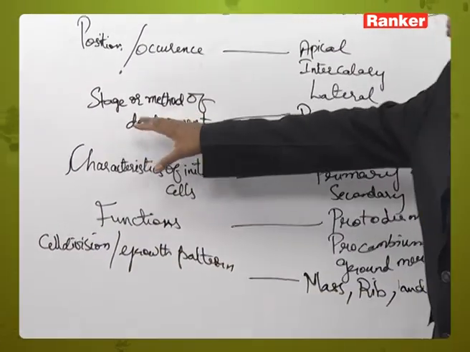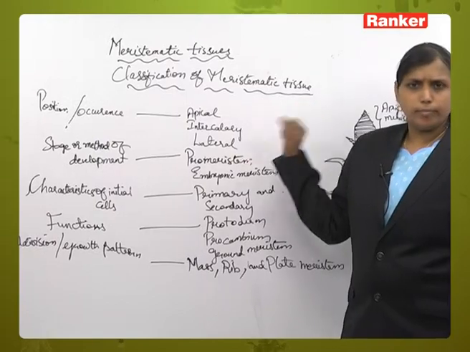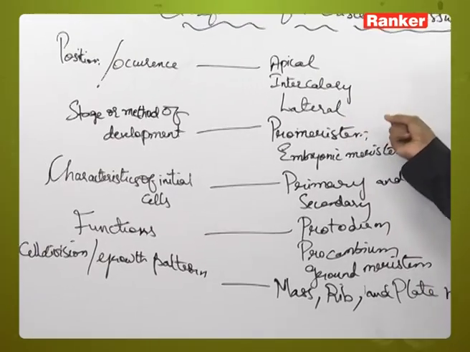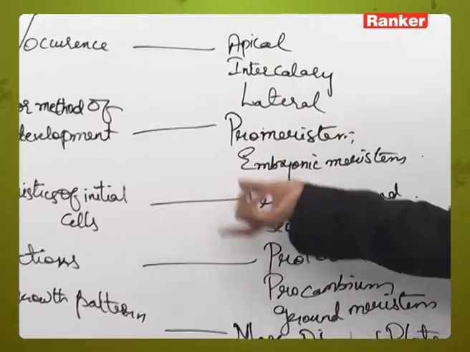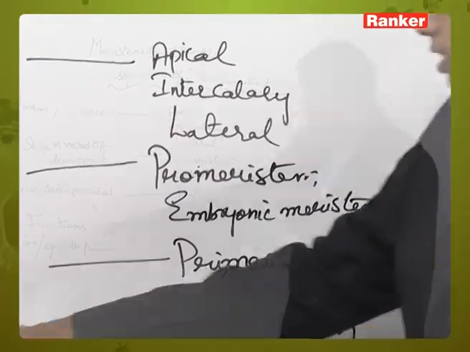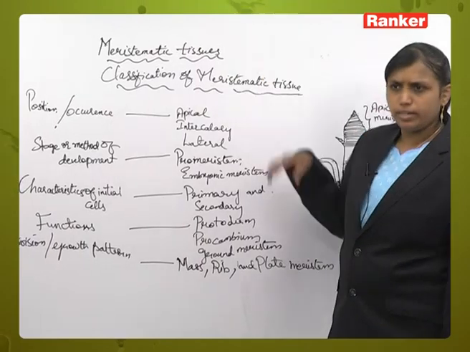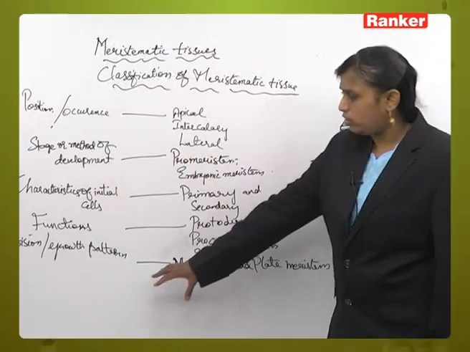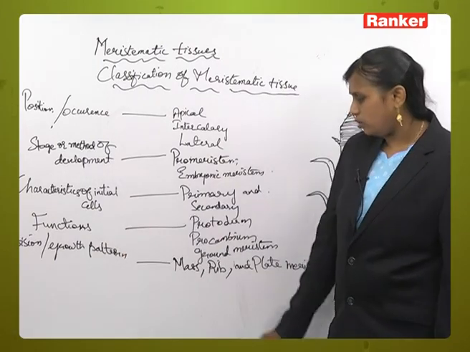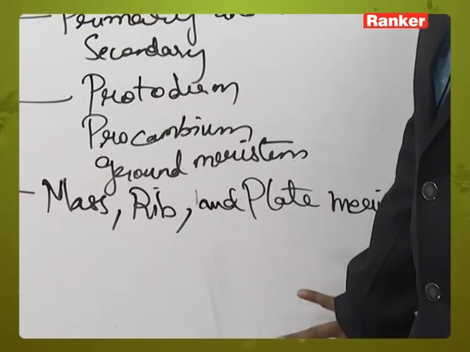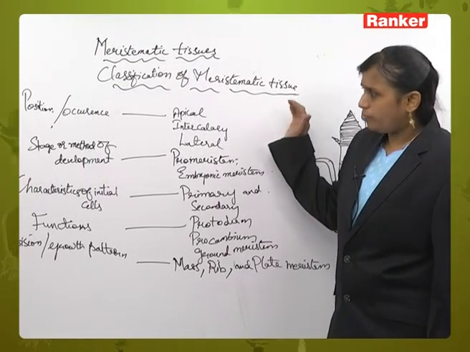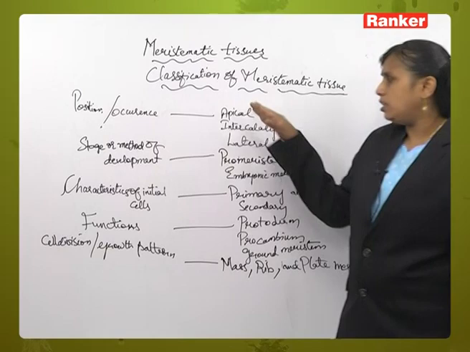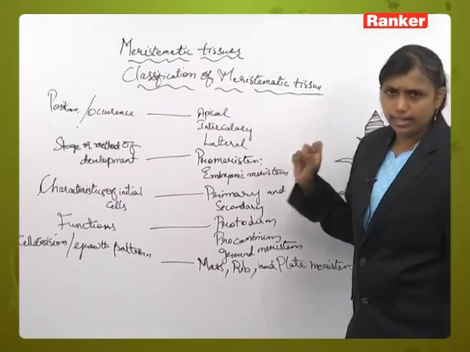This is with reference to your multiple choice questions. You may get a question like method of development. On the basis of method of development, what type of meristematic tissues are there, or promeristems come under what type of meristematic tissue classification, or on the basis of functions, meristematic tissue is of how many types: protoderm, procambium and ground meristem, and on the basis of growth pattern and cell division, you have mass, rib and plate meristems. Okay, now as for your syllabus, we are supposed to study the position and occurrence of the meristematic tissue: apical, intercalary and lateral meristem.